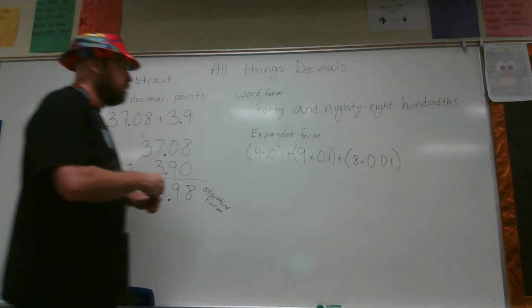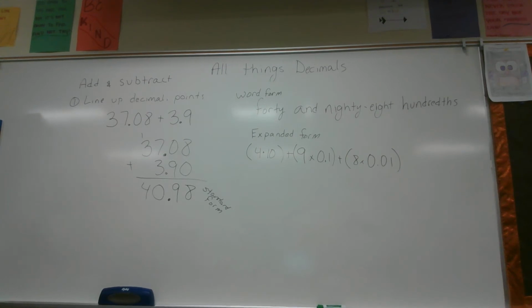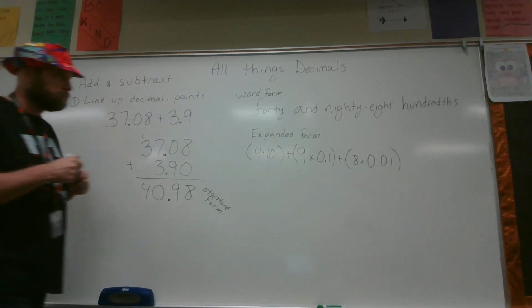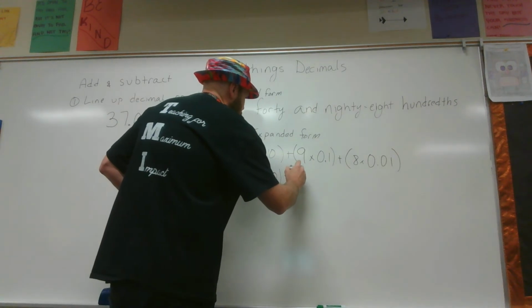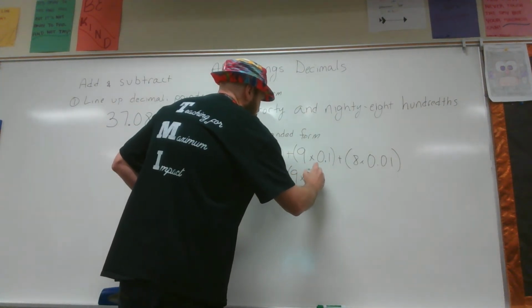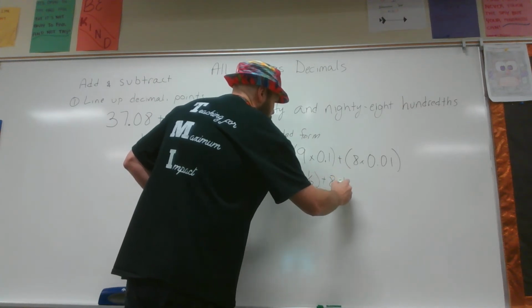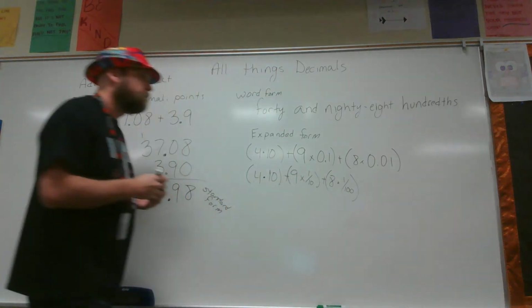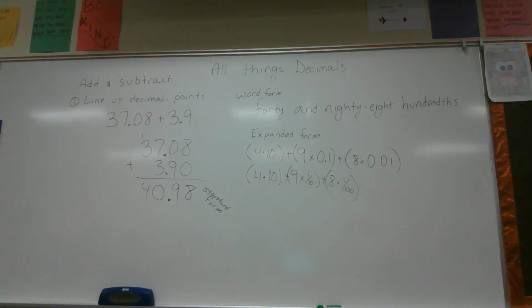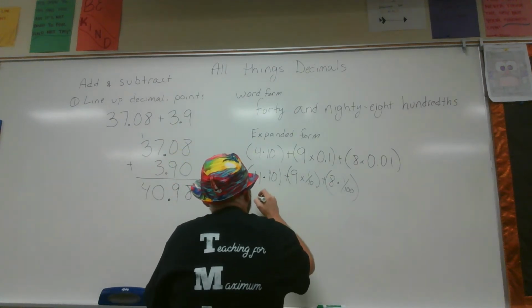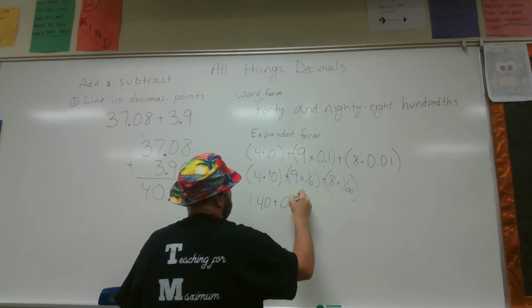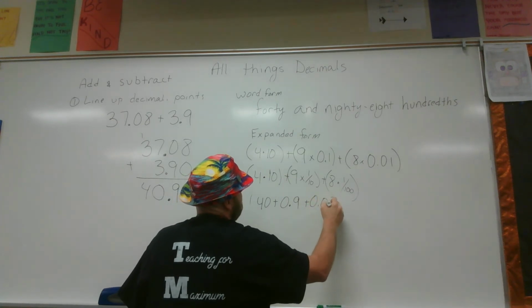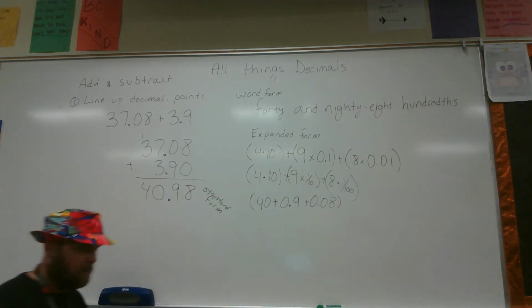You may also see it written where instead of the fractions, they put the equivalent decimals, which are said the same way. So you might see it 4 times 10 plus 9 times 1/10 plus 8 times 1/100th. Or even a third way you may see it is 40 plus 9 tenths plus 8 hundredths. So you may see it written all three of those ways.